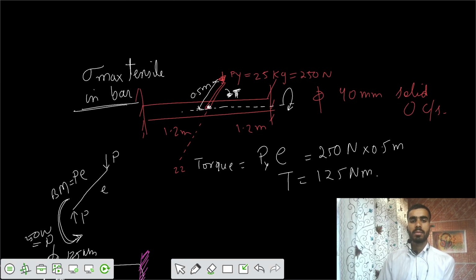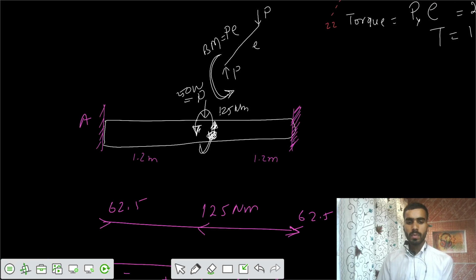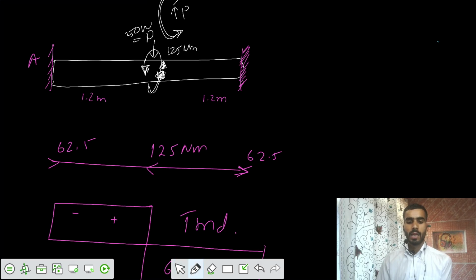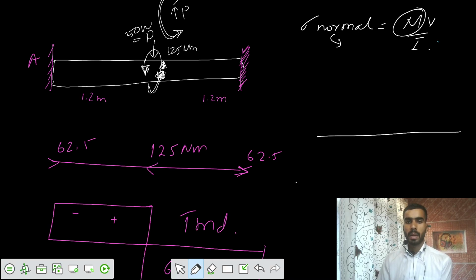We need to get the maximum tensile stresses. If you talk about the normal stresses, we have normal stresses equals My by I. So you can get the normal stresses from the bending moment diagram. If you make the bending moment diagram for this case, you are applying a load P at a distance of L by 2, and supports are fixed. So the bending moment diagram looks like a linear variation.